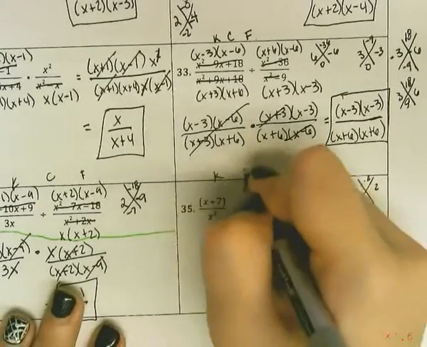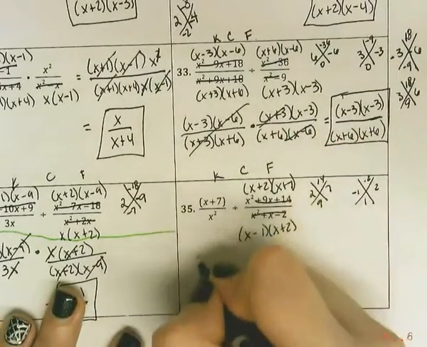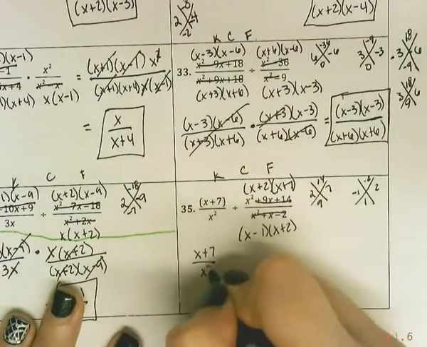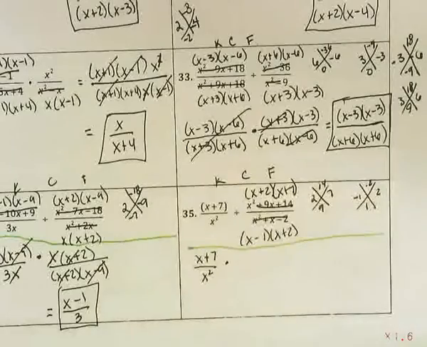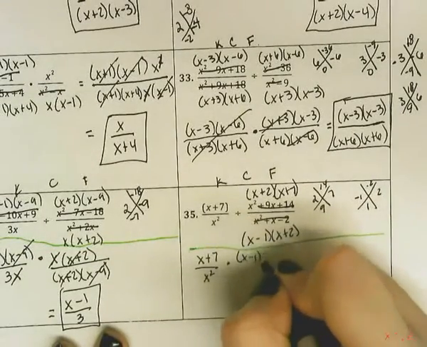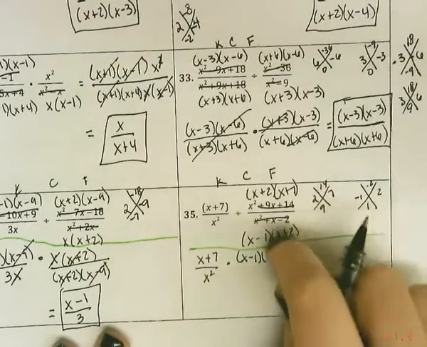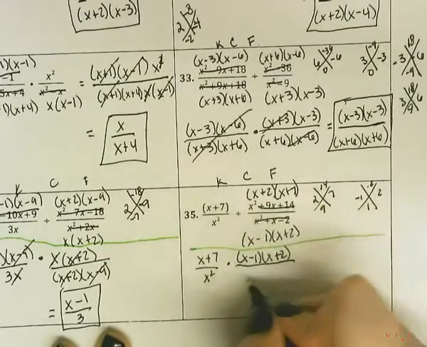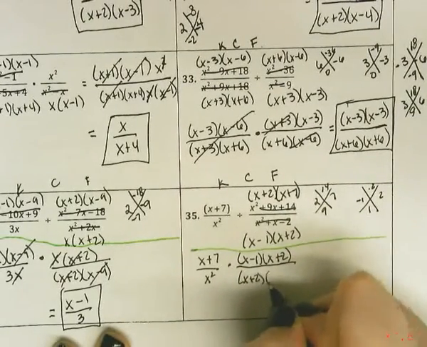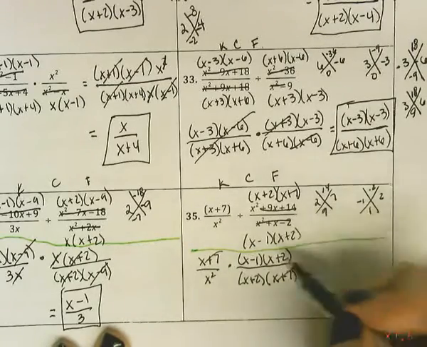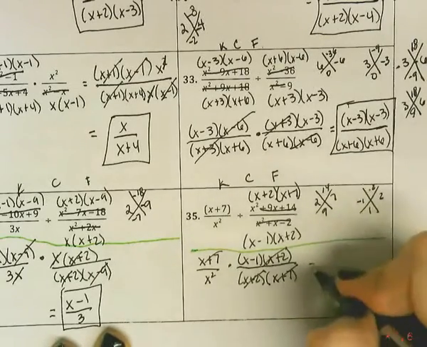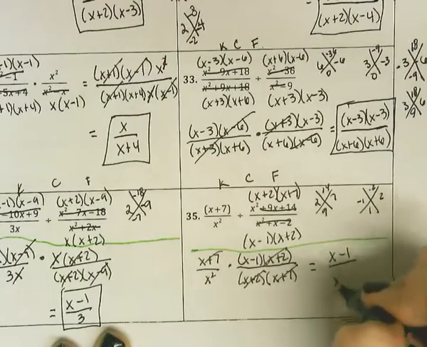We're going to keep, change, and flip over. So x plus 7 over x squared times x minus 1 times x plus 2. We're flipping this over, so that was on the bottom. Now it's on the top. X plus 2 times x plus 7. Okay, I see x plus 7, I see x plus 2, and that's it. X minus 1 over x squared.